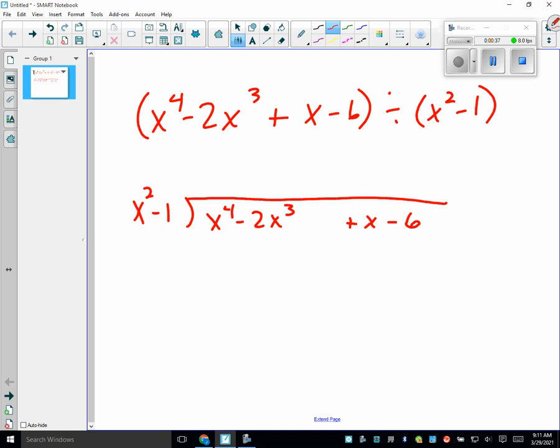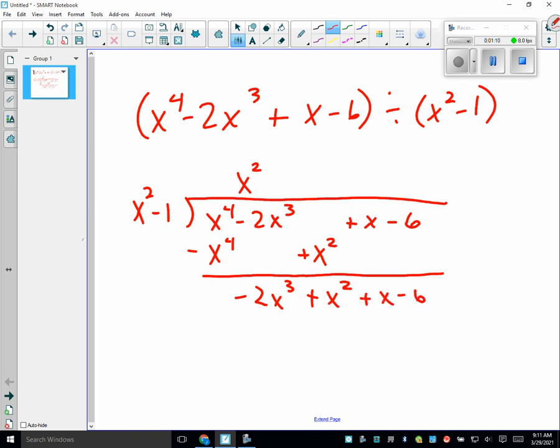How many times will x squared go into x to the fourth? Twice. How about an x squared? Okay, which gives me x to the fourth minus x squared. What do I do now? And add, right? So I have negative 2x cubed plus x squared plus x minus 6.